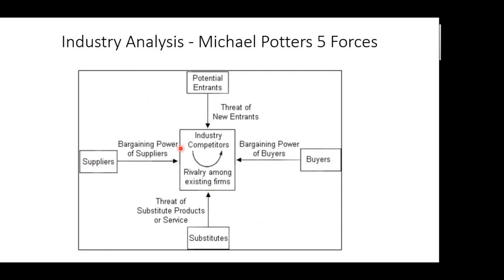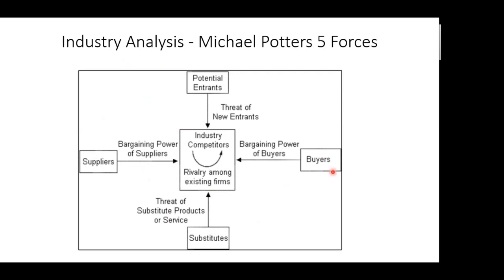Suppliers, or the bargaining power of the supplier, affects us. For example, if you produce bread and buns, the supplier who supplies you flour, sugar, salt, etc., has a strong bargaining power to bargain for the price of the flour, to bargain for the quantity you purchase from them, likewise.